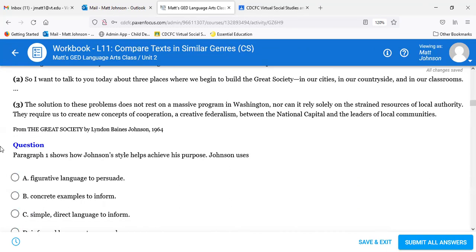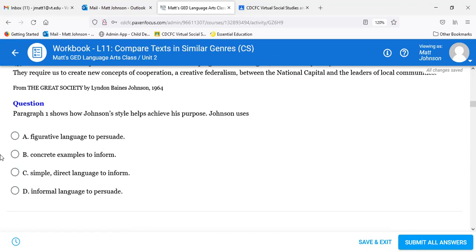Let's see, Tracy, could you read number 4? Yes. Paragraph 1 shows how Johnson's style helps achieve his purpose. Johnson uses A, figurative language to persuade. B, concrete example to inform. C, simple direct language to inform. D, informal language to persuade.